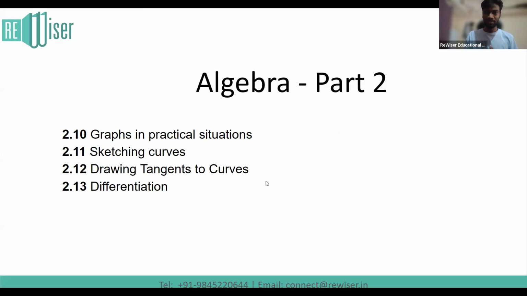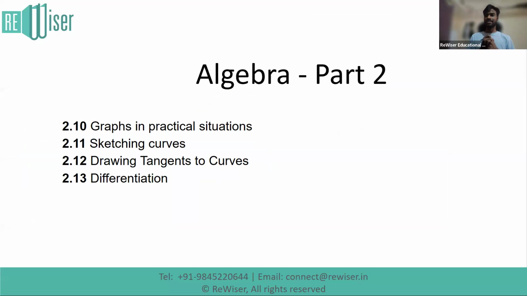Everyone. So in this video, we are going to talk about this IGCSE 0580 Algebra Part 2. And this is a quick, brief revision of these concepts. In this video, we're going to talk about graphs in practical situations and sketching curves and drawing tangents to curves and differentiation. Let's see one by one.